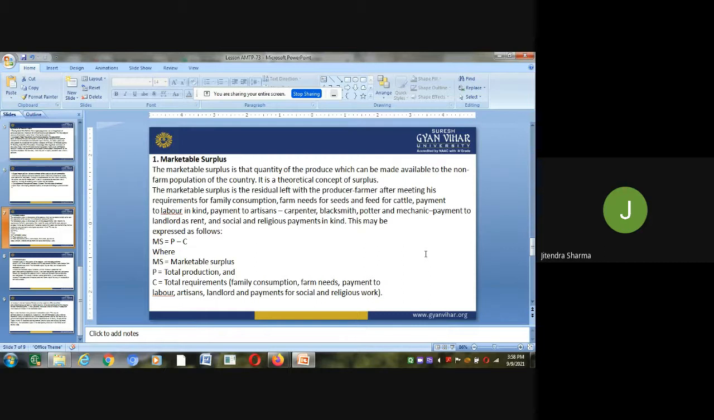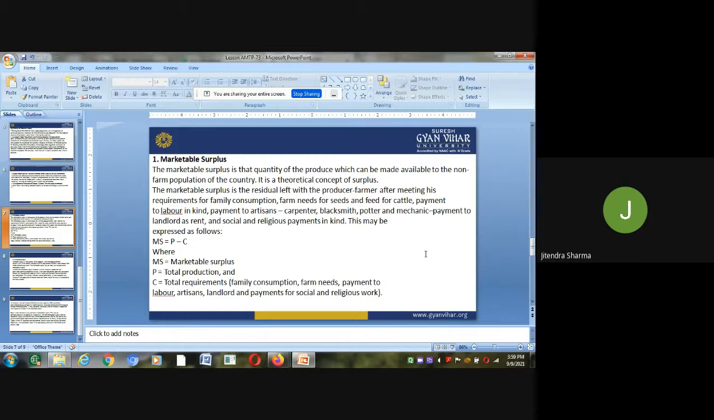Now I think we have clarity that whatever the farmer is producing at the farm, that total is not the marketable surplus, because it is not all available for the general population. First he addresses family needs. He keeps some amount in the form of farm seeds, and sometimes they give the produce in kind as payment to labor, artisans, and the landlord, and sometimes for social payments. All of that is not the marketable surplus.